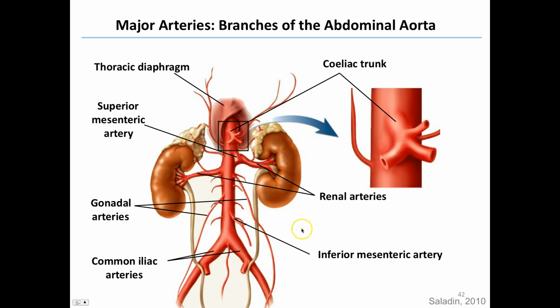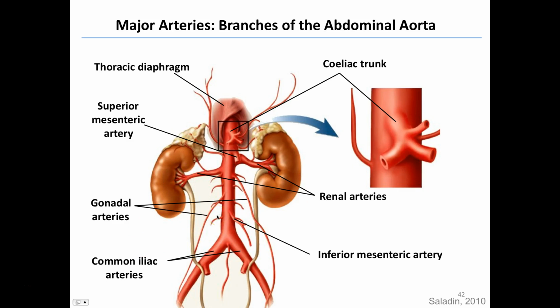The third anterior branch is the inferior mesenteric artery. That's what we can see here. And that is usually located about the level of L3. So vertebral level L3 is where we would find this arising from the anterior surface of the aorta.